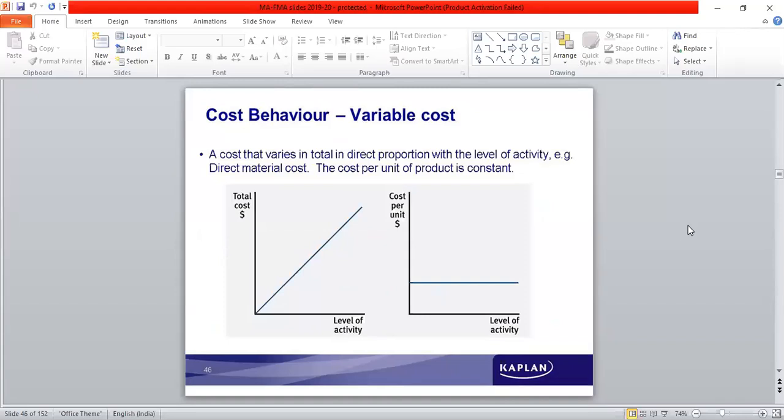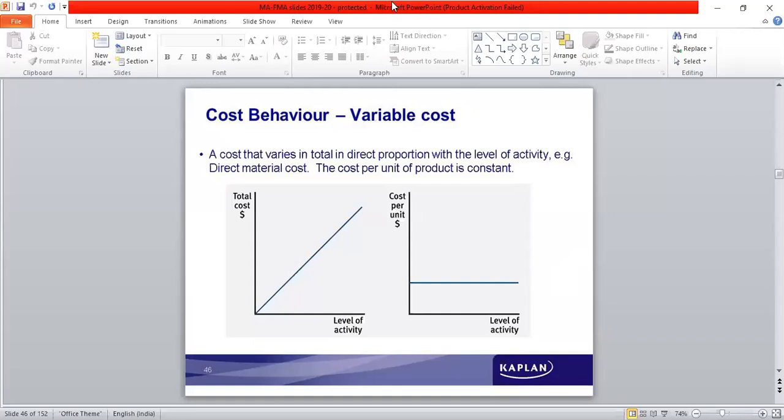And how does it change? It changes proportionately. Let's say per unit cost is 2. For 1 unit, it is 2. 2 units, it will be 4. 10 units, it will be 10 into 2, 20. 100 units, it will be 100 into 2, 200. So as the number of units keep changing, we see that the cost also increases proportionately.